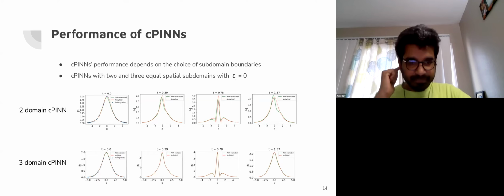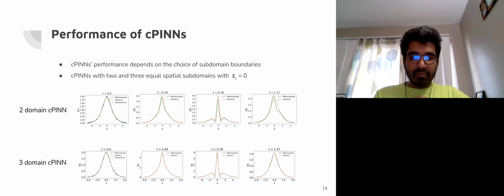And you can see these two-domain C-PINN results are all for epsilon equals 0, so we are assuming no errors at this point. Whether a C-PINN can actually recover the original function, independent of the choice of where you put the boundary, it actually can. The two-domain C-PINN fails to recreate what the actual analytical function looks like, whereas the three-domain C-PINN actually can.